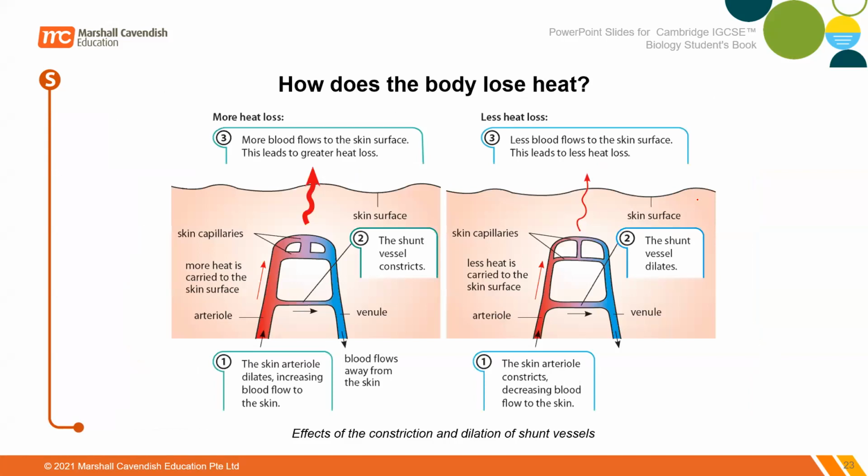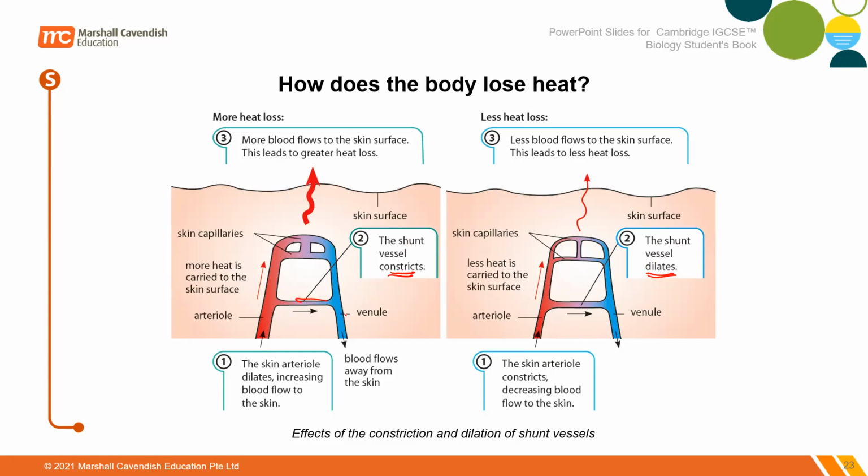Look at this mechanism. How does the body lose heat? The mechanism involves the passage of blood through the arterioles, venules and the shunt vessel. Look at the thickness of the shunt vessels. Shunt vessels constrict here and shunt vessels dilate here.